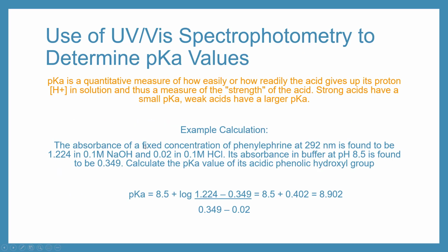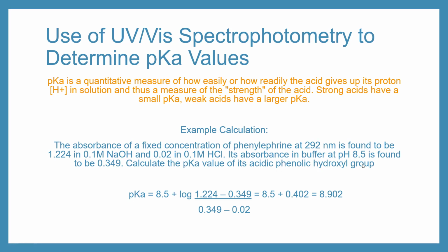The information that you could be presented with in the question is that the absorbance of a fixed concentration of phenylephrine at 292 nanometers is found to be 1.224 in 0.1 molar NaOH and 0.02 in 0.1 molar HCl. Its absorbance in buffer at pH 8.5 is found to be 0.349. You're being asked to calculate the pKa value of that acidic phenolic hydroxyl group.